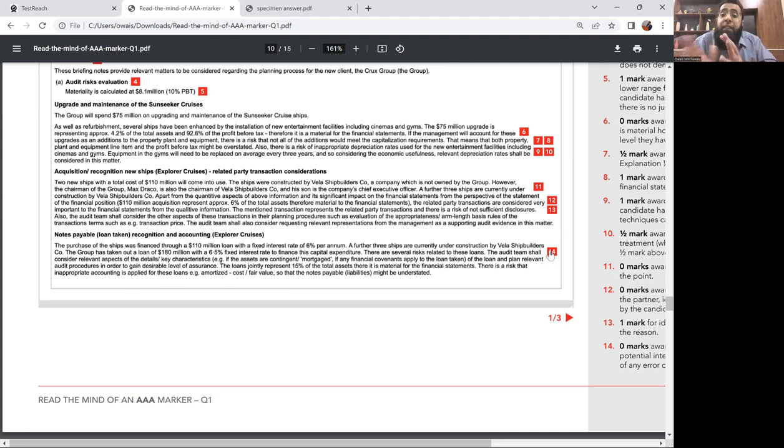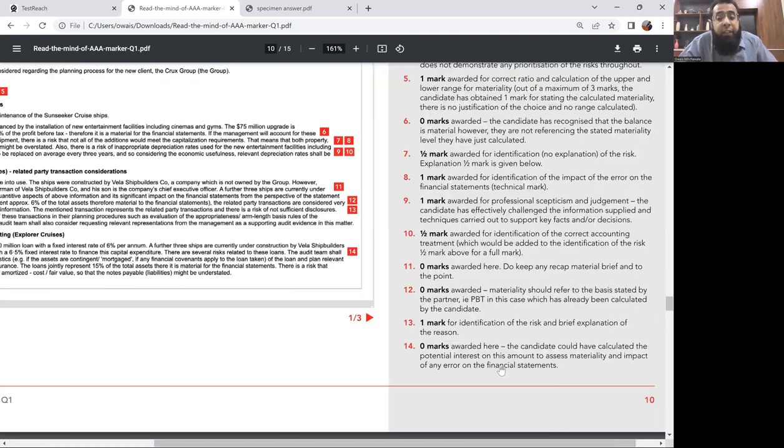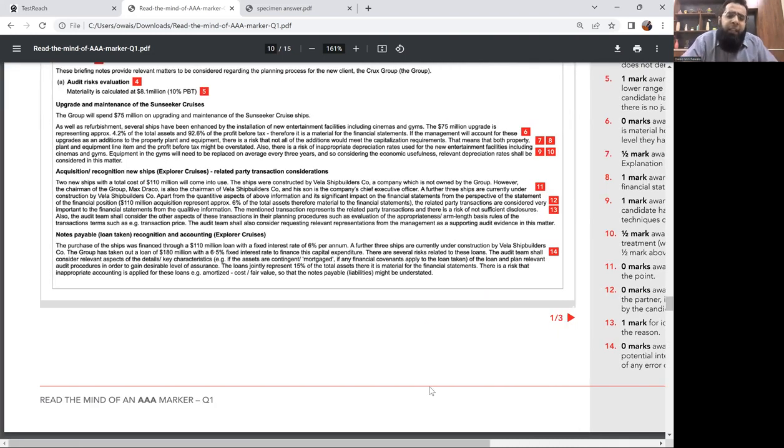He should have referred simply to IAS 23 borrowing costs. 0 marks awarded here. The candidate should have calculated the potential interest on this amount to assess materiality and impact of any loan. 0 marks, he has just explained general things that the audit team should consider, whether the loan is significant, contingent, mortgaged. Basically, he doesn't remember the rules of IAS 23 and he's just wasting the time.